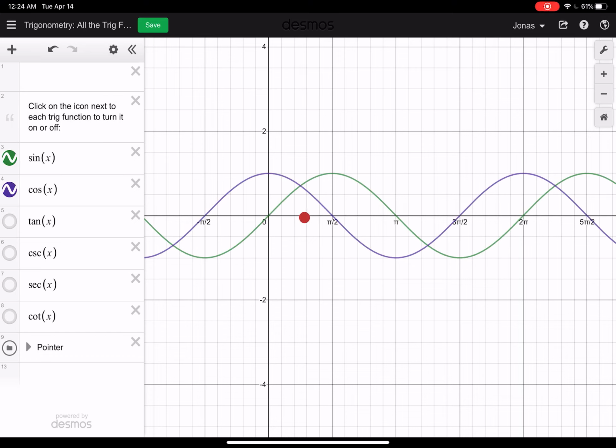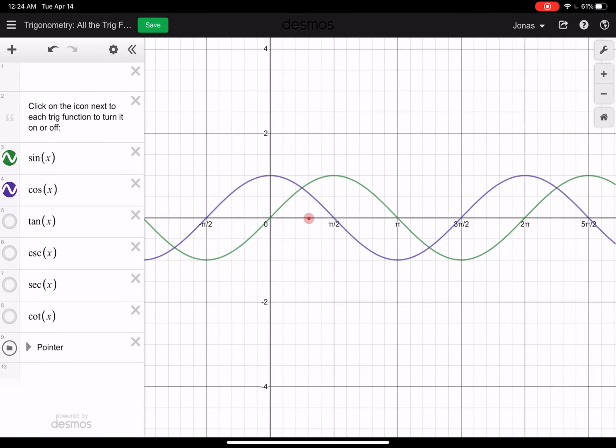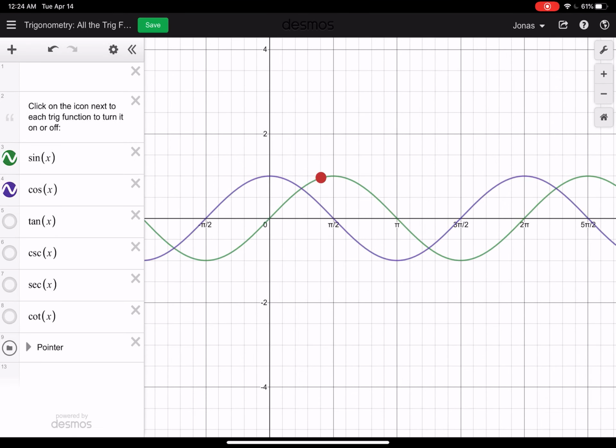The interesting thing about tangent is that since we're looking at sine over cosine, think of a fraction where the number given by the green line is on top and the purple line is on the bottom. As that number on the bottom gets closer and closer to 0, you're going to have a number on top divided by something very, very small. And that makes the fraction equal to a very large number.